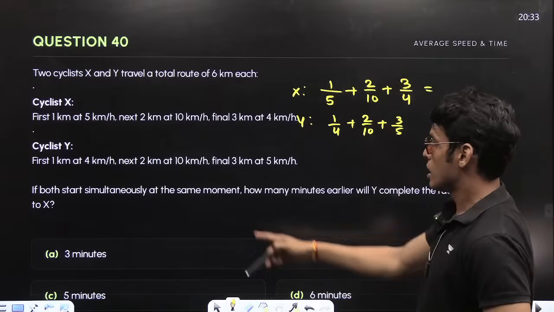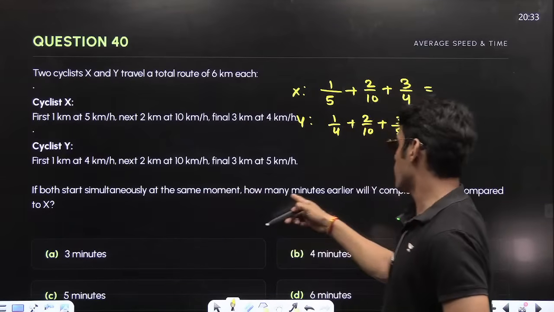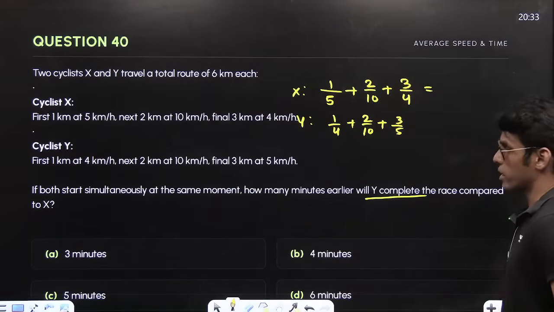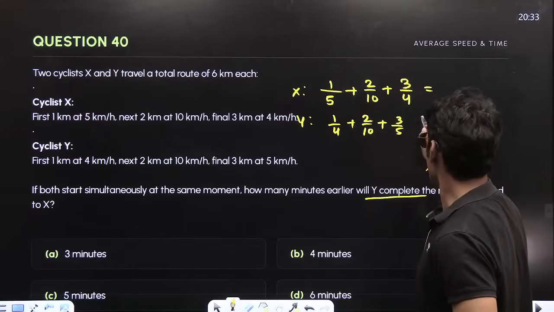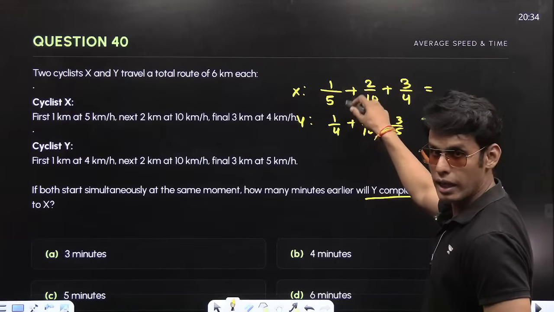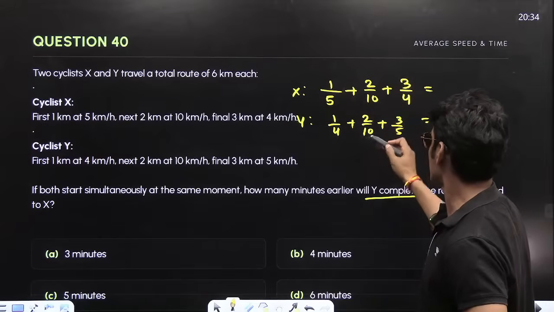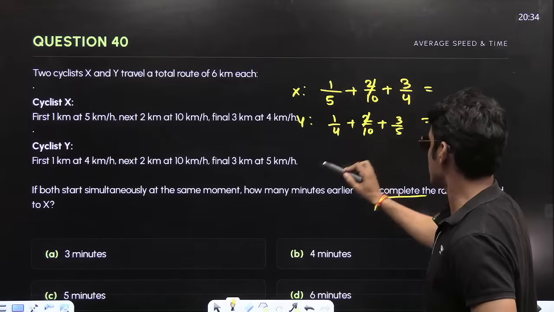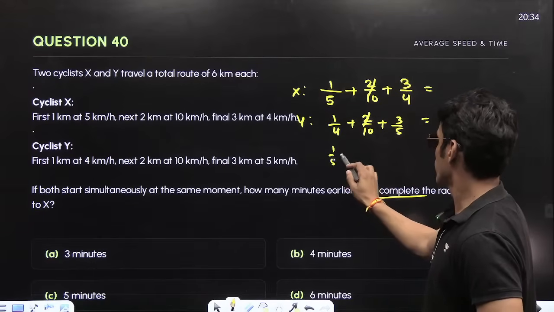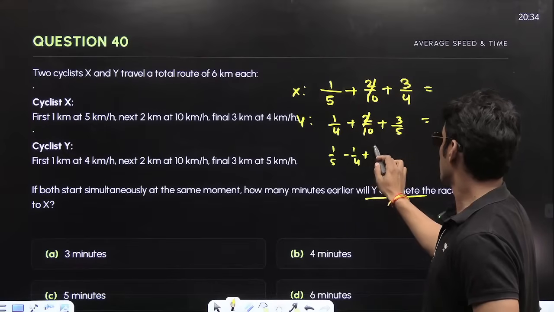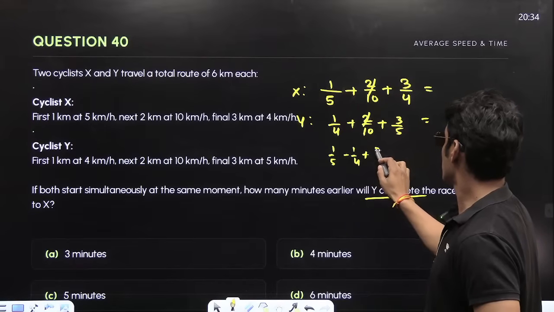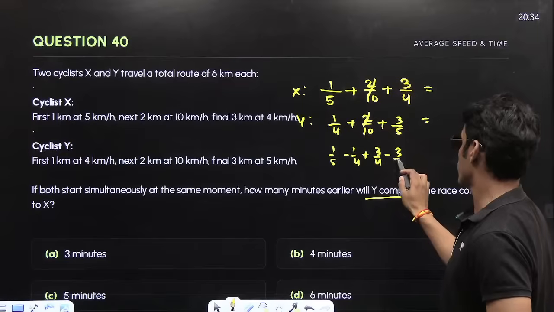Right? If both start simultaneously at the same moment, how many minutes earlier does Y complete? So basically, we just have to subtract this time, right? This is the exact answer. So this and this get cancelled: 1 by 5 minus 1 by 4 plus 3 by 4 minus 3 by 5.